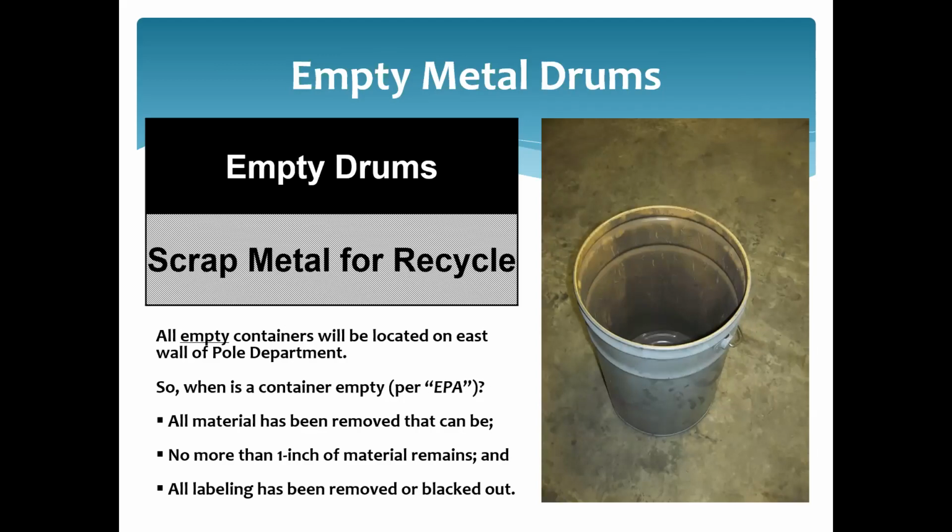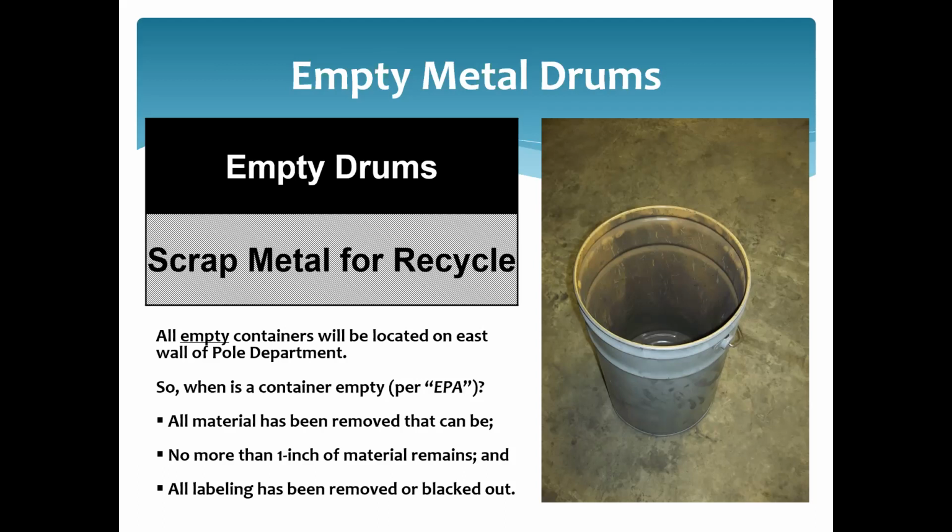The question always comes up: empty metal drums. What's an empty drum? Well, the regulations say, this is per EPA, like I have listed in the slide here, all material has been removed that can be. You've done all you can to get the material out of that container. No more than an inch of material remains in the original container, whether it's a 5-gallon pail, like I've shown in this photograph, or a 55-gallon drum. You don't have any more than an inch. Now, I'm not expecting you to measure it with a ruler. Look at it, you can tell what an inch is, okay?